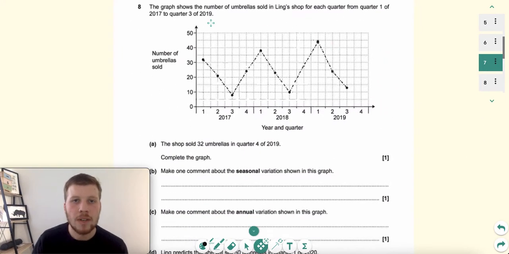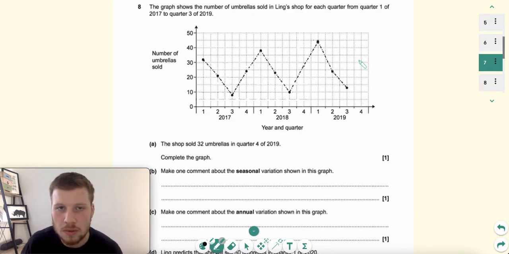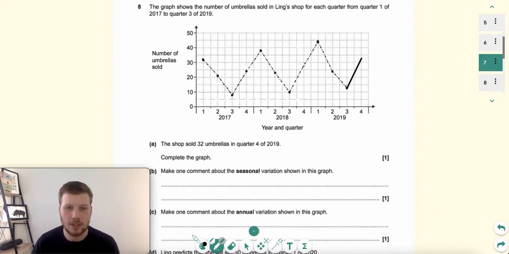Moving on, the graph shows the number of umbrellas sold in Ling's shop for each quarter from quarter 1 to quarter 3 of 2019. The shop sold 32 umbrellas in quarter 4 of 2019. Complete the graph. So this is the first part. In quarter 4, sold 32. So therefore, I'm just going to carry on my line to that 32 value.